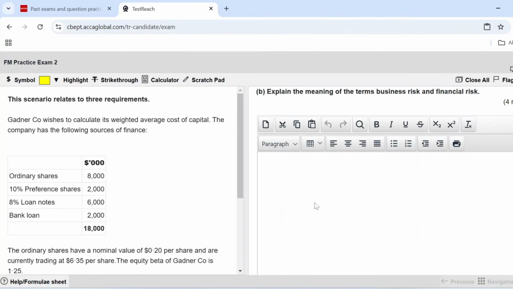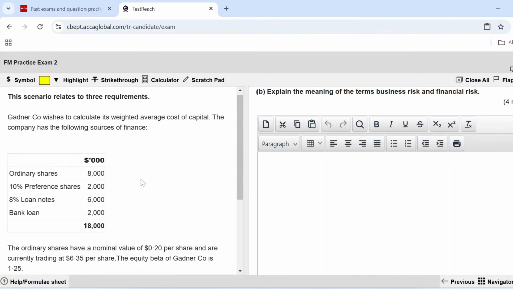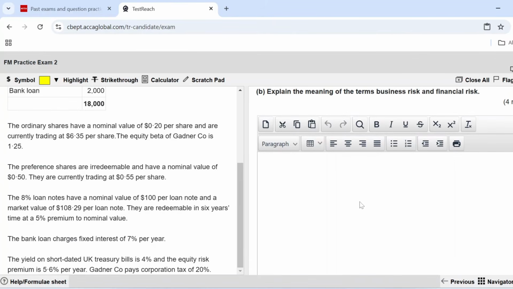Now let's head to the next part, wherein this part requires you for 4 marks to explain the meaning of the terms business risk and financial risk. This is a pretty straightforward question. No linking from the scenario is also required. Very general, 2 marks, you can explain each of them. I assume that while you were doing your studies, you would have studied this concept.